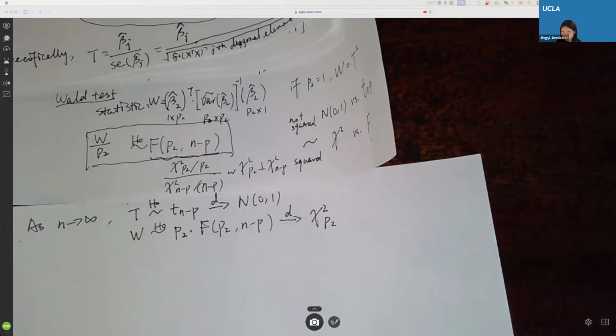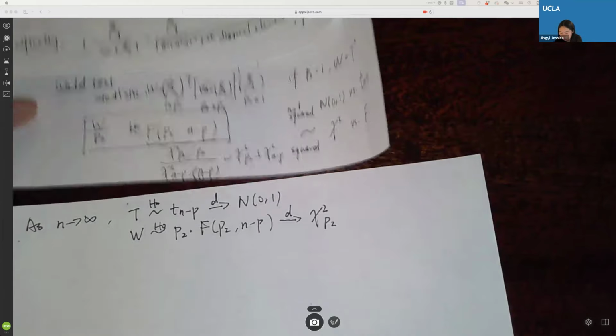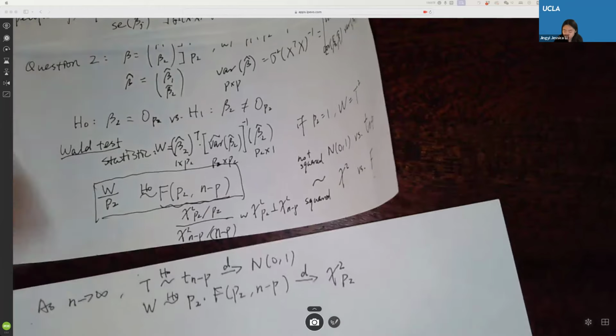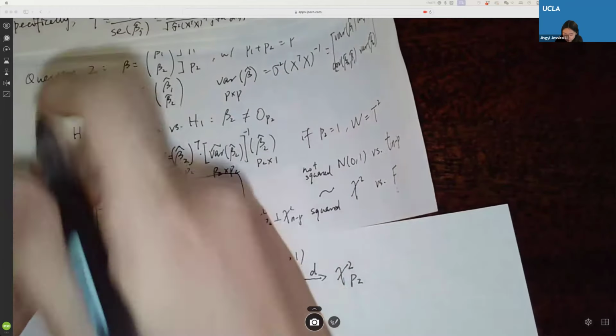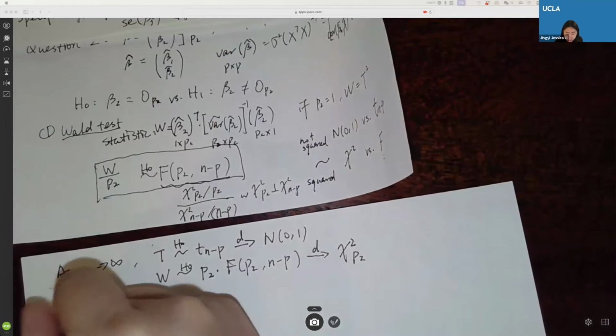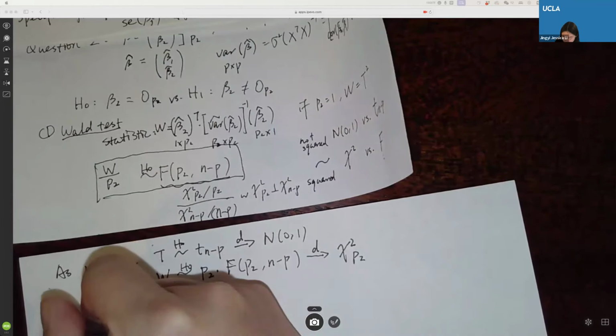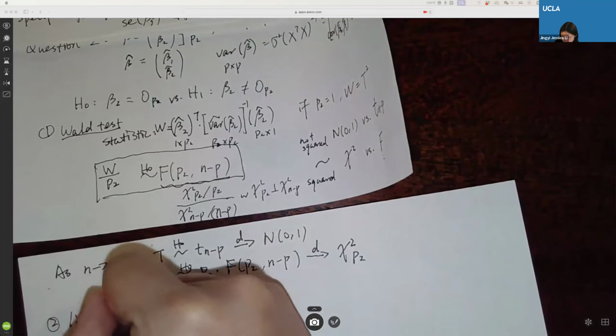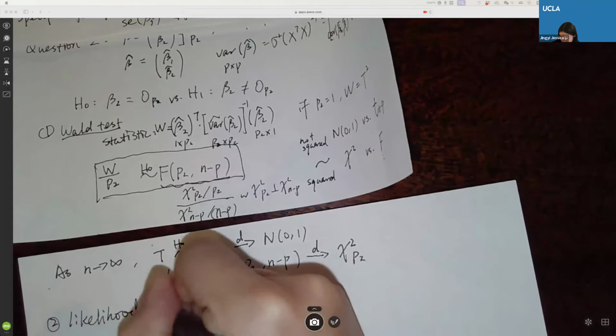And in parallel to the Wald test, same for this sub-vector testing question, maybe I'll mark the Wald test as approach 1. Approach 2 is more general. It is called a likelihood ratio test.